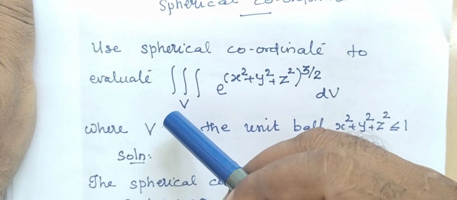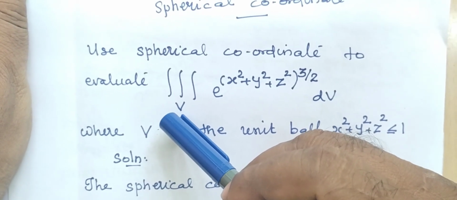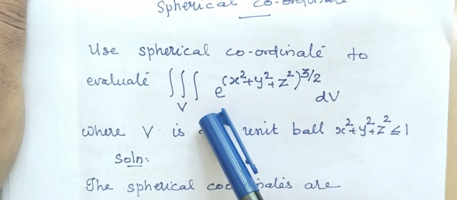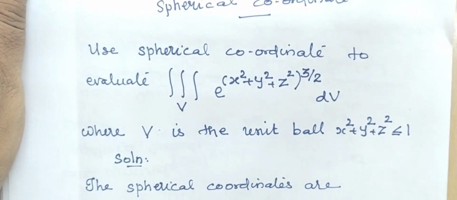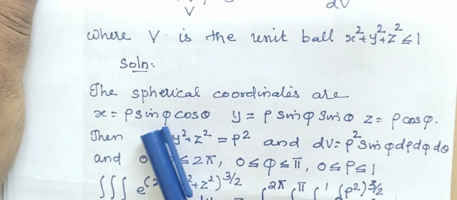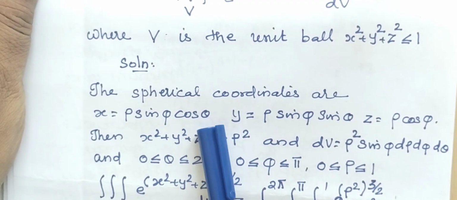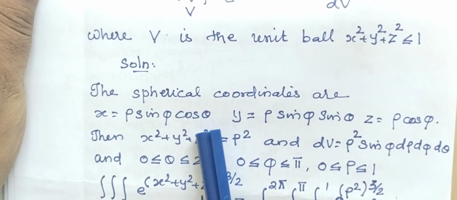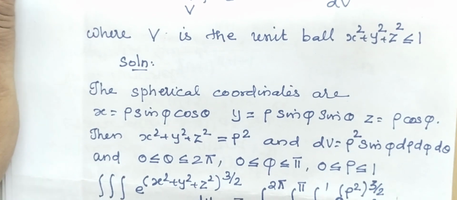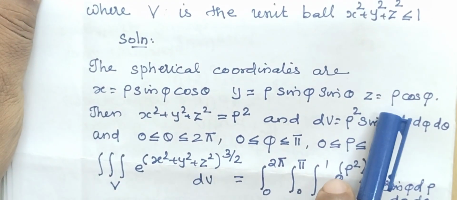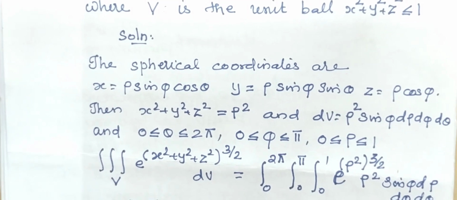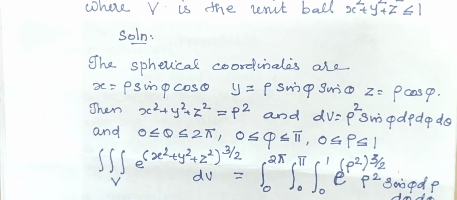So spherical coordinates. Using spherical coordinates, evaluate the triple integral. The spherical coordinates are: x is equal to rho sin phi cos theta, y is equal to rho sin phi sin theta, and z is equal to rho cos phi. So this is similar to the cylindrical coordinates.